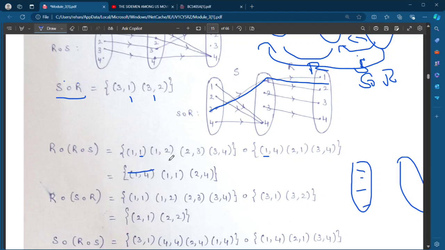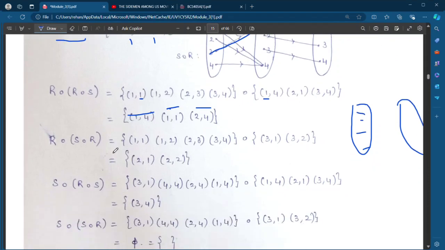I'll write 1 comma 2. So it should end with 2. Is there anything starting with 2? Yes, so here 1. So I'll write 1 comma 1. Then 2 comma 3, ending with 3. Anything starting with 3? Yes, which is 3 comma 4. So I'll write 2 comma 4. Then here ending with 4, is there anything starting with 4? No, nothing. That is 3 things.